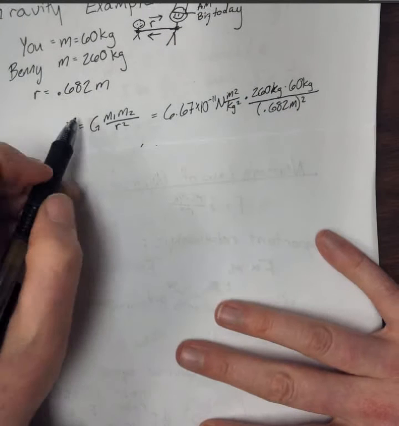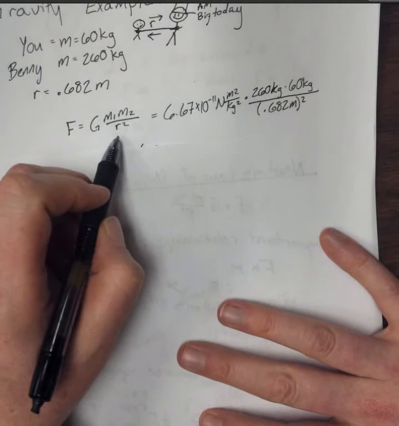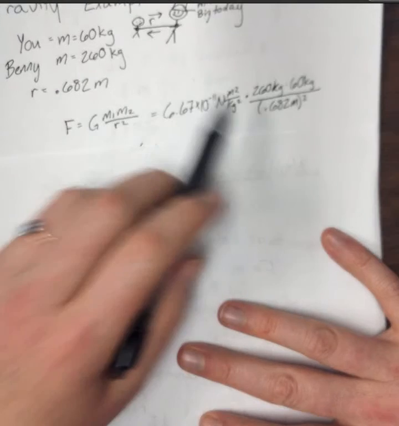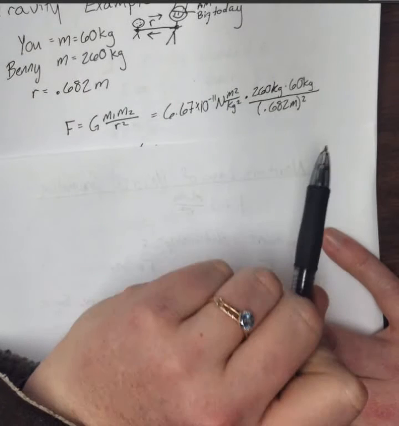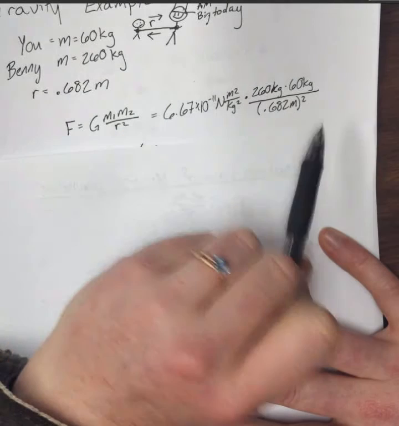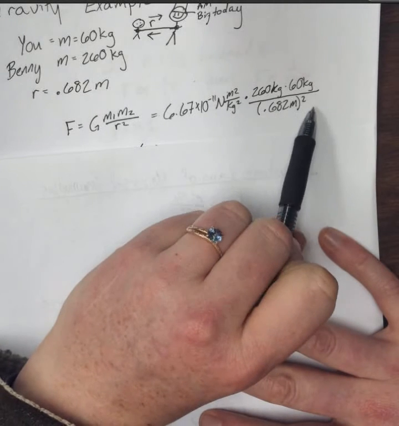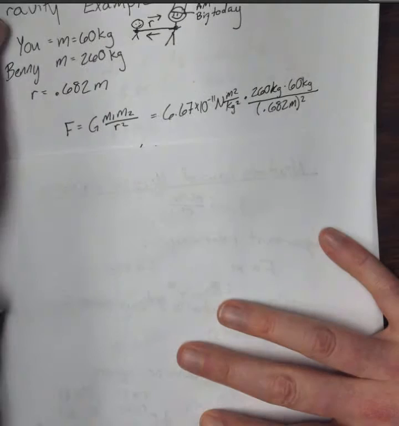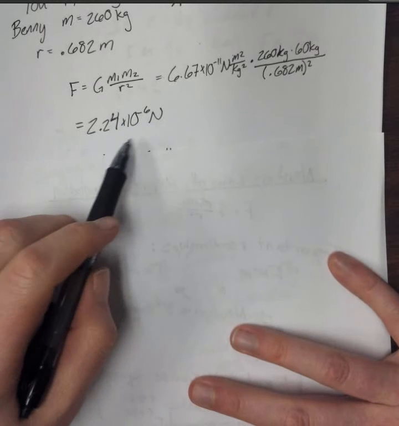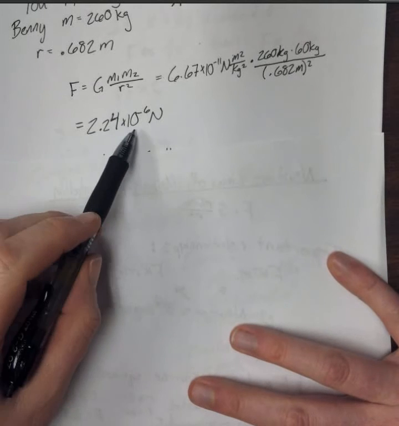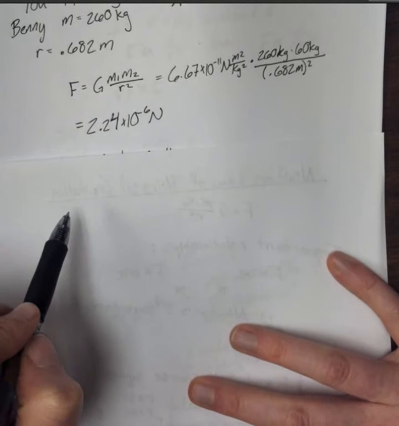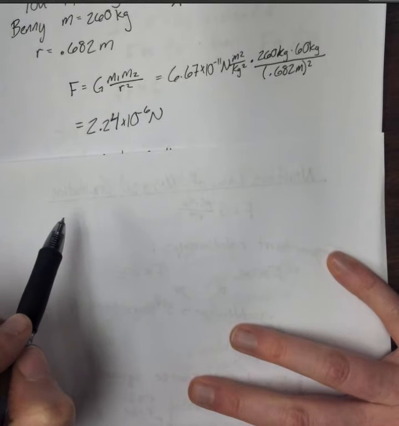All right? We're just going to use our universal gravitation calculation. We're going to plug in 6.67 times 10 to the negative 11th newton meters squared per kilogram squared. We'll call m1 Benny's mass, m2 your mass, and r squared will be the distance between your two centers of 0.682 meters, and then we're going to square that value. When we do, we end up with a force of gravitational attraction between you and Benny that is 2.24 times 10 to the negative 6th newtons. That is approximately 2 millionths of a newton.